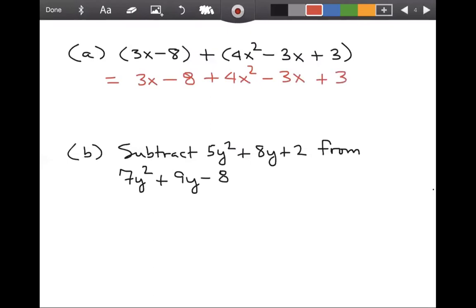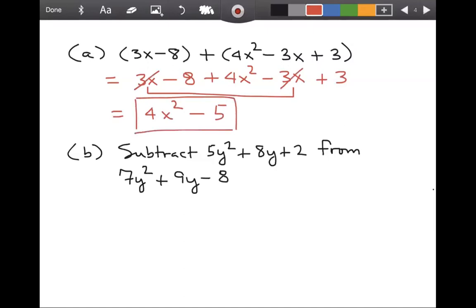4x squared is the only x squared term, so that could kick off our answer. When I go to combine the x terms, I have 3x minus 3x, which gives you 0x, and that's why we sometimes just do this. -8 plus 3 is -5. So the sum of these two polynomials is 4x squared minus 5.